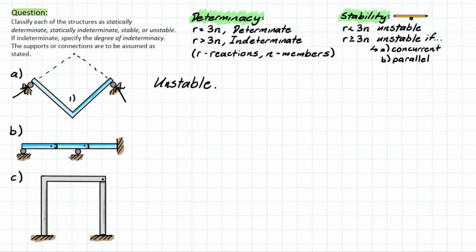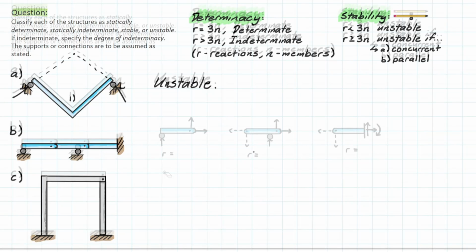What else did we learn about stability? If we have an unstable structure, then the determinacy is irrelevant because it is not a feasible or constructible structure. Now, for part B, we're going to have to look at what's going on internally within this structure because we have three separate members that are joined together by these pins, and then they are resting on rollers with a fixed support at the end. So let's take a look at each of these members individually.